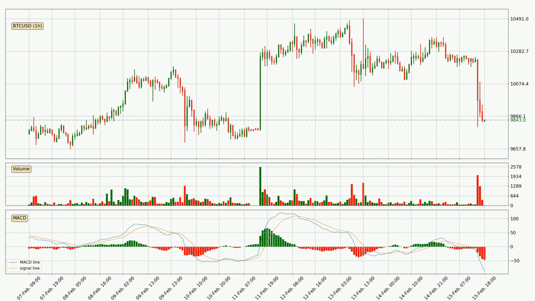Jumping to the hourly MACD, the MACD line is below the signal line, which shows that the current trend is on the downside. We can expect for the price to continue going down or perhaps remain at least stable because the MACD histogram shows the momentum currently being strong.